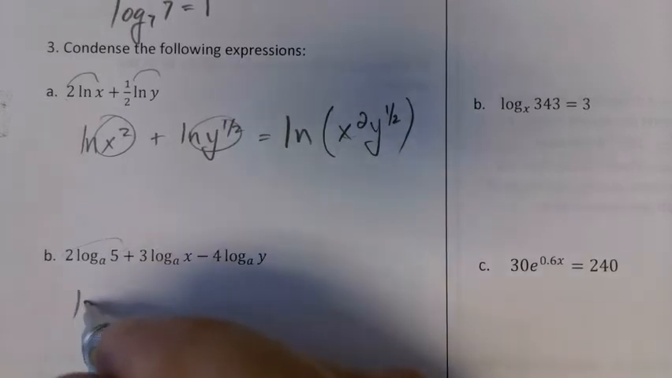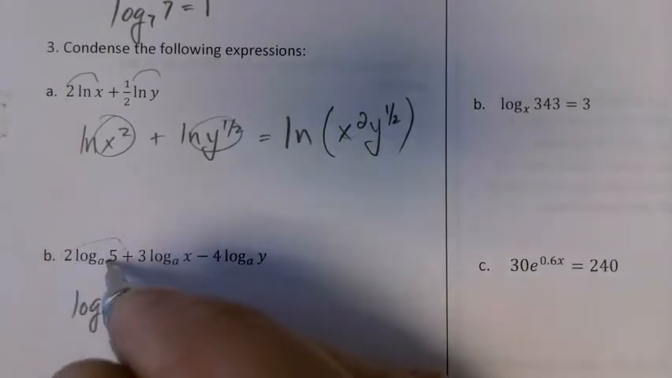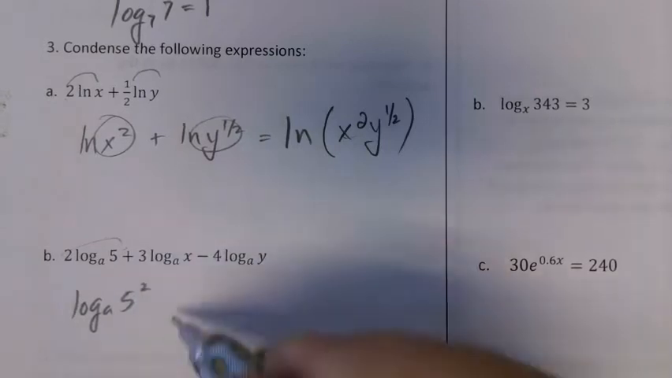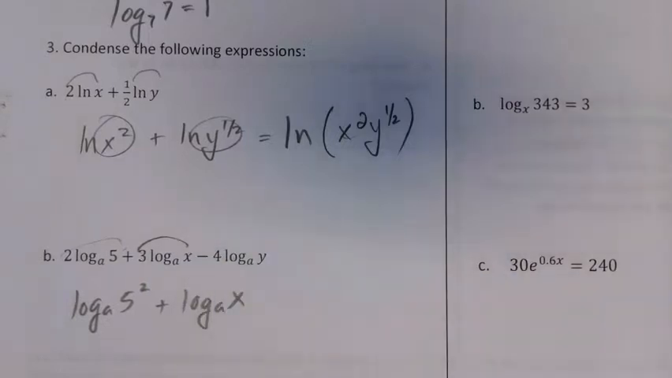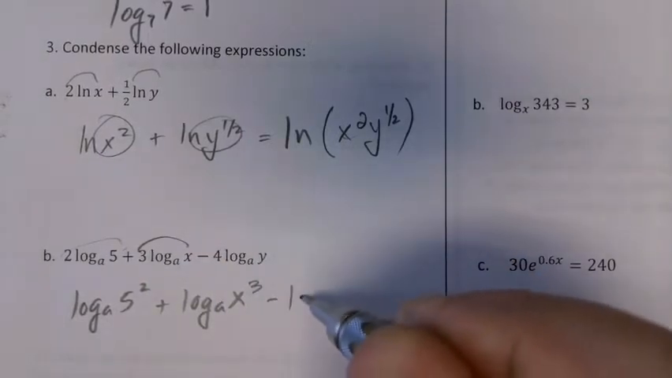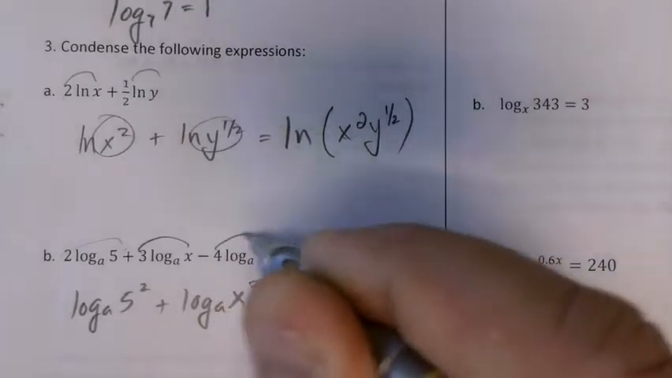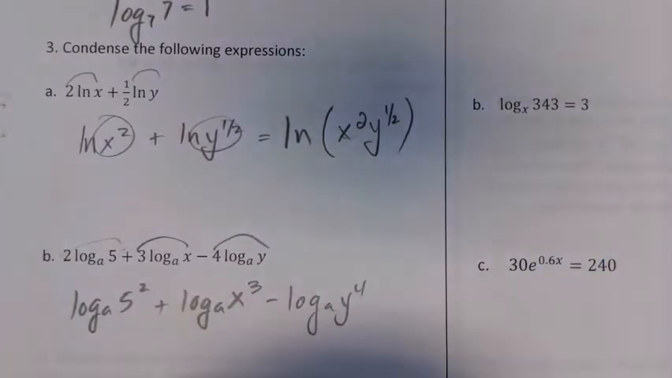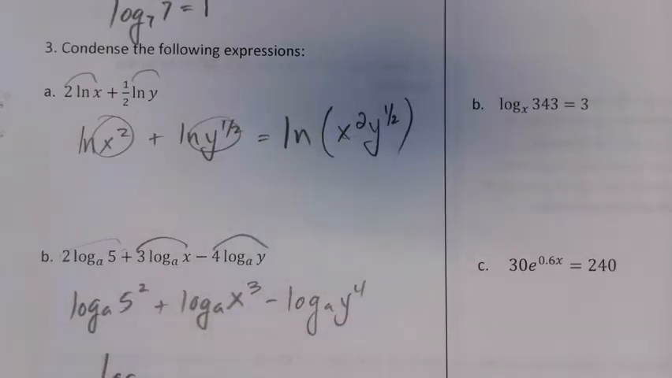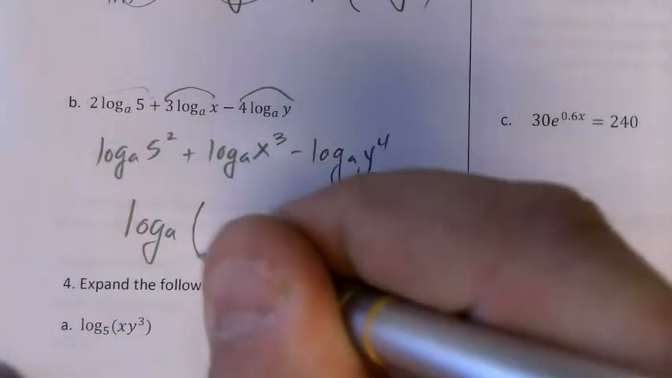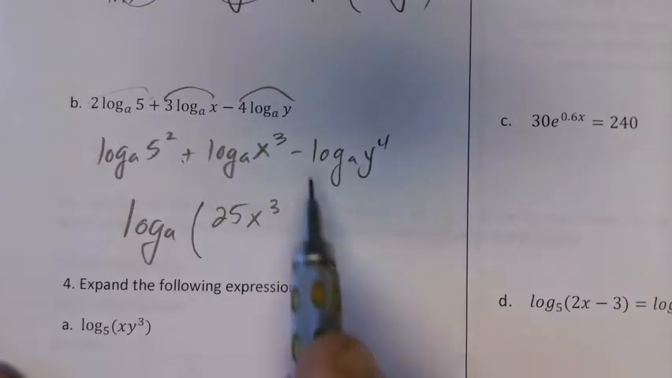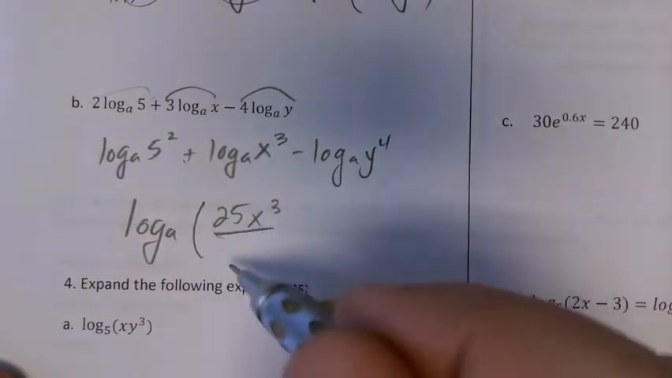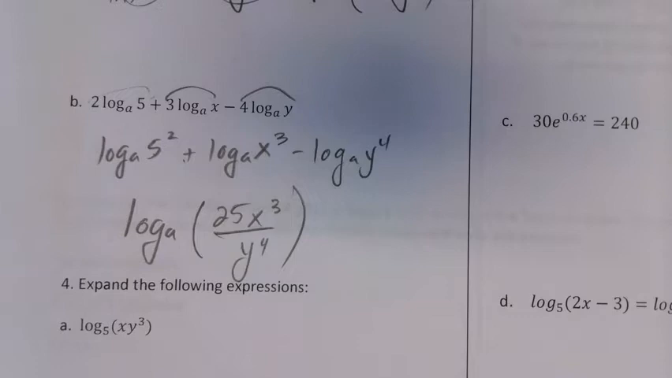Okay, this one. Again, I'm going to bring these powers in. 2 becomes on the 5, so I get the log base a of 5 to the second plus the log base a of x to the third. That gets brought in there. Minus the log base a of y to the fourth. That gets brought in there. And I put these all together, and I get the log base a of, well, 5 squared is just 25. Let me scroll up here. 25 times x cubed, but that minus means this is going to be divided by y to the fourth. And that's it.